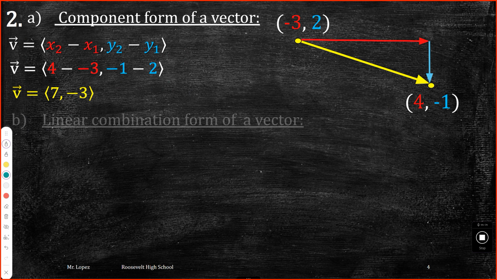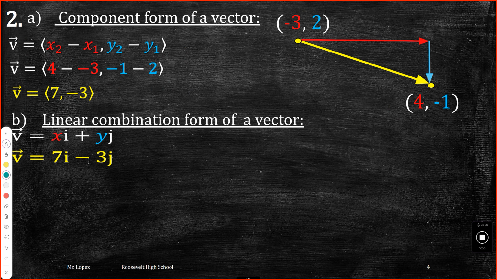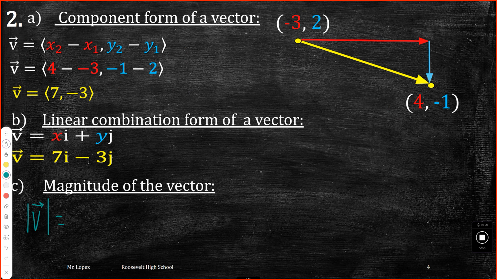If you wanted to do the linear combination form of a vector, it's basically these numbers. You're going 7 in the I direction and negative 3 in the J. And then the magnitude of the vector is the formula, no? The magnitude is the absolute value of the components of the vector: you take the x value squared plus the y value squared, and then square root it.